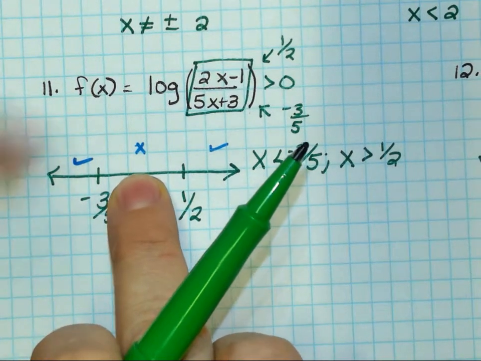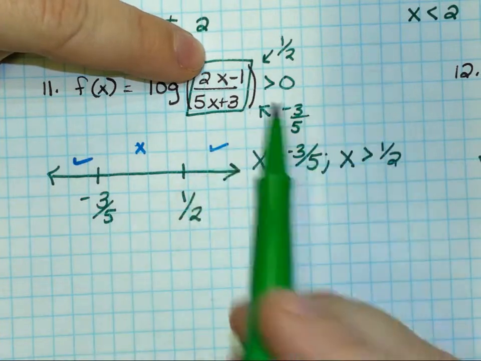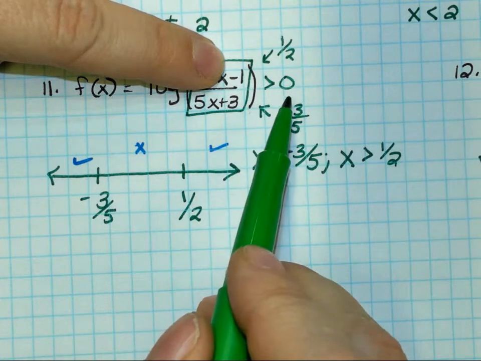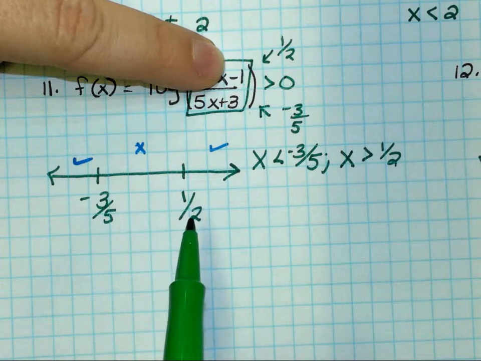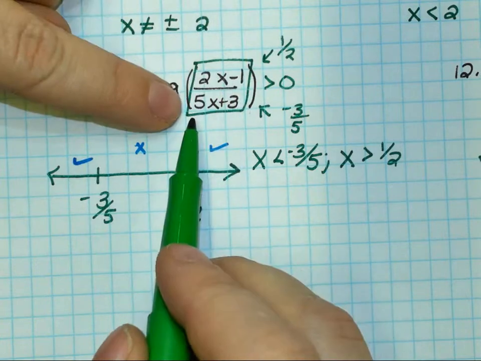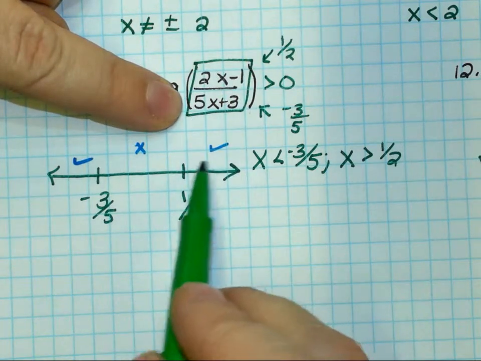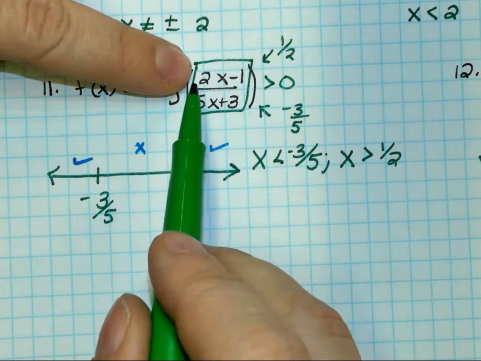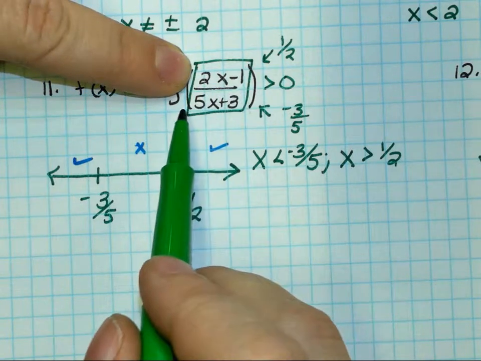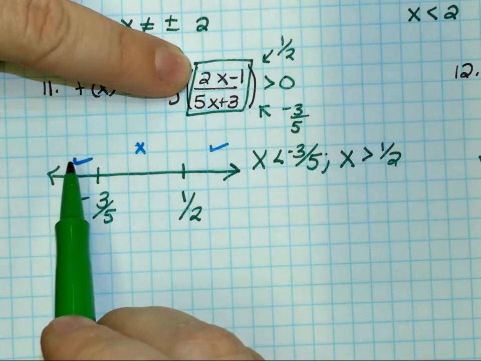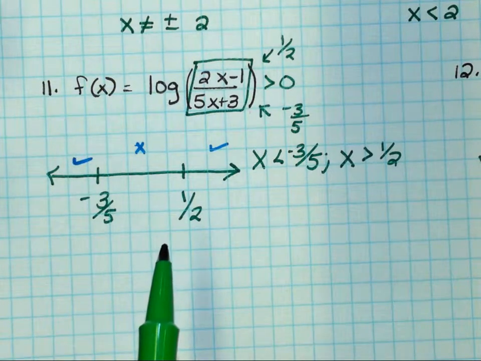So I plugged in 0. If I plug in 0 to this equation, I have negative 1 over positive 3. That's negative. It is not greater than 0. Doesn't work. I plugged in positive 1, so that gave me 1 over 8. That was positive. That works. And I plugged in a negative 1. So that gave me negative 3 over negative 2, which is a positive number. That worked. Okay?